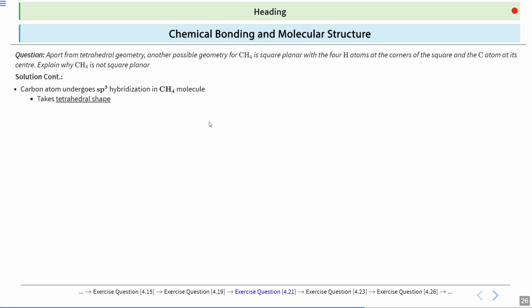But the question is, why is it not square planar? Because for square planar, the hybridization should be dsp2. So this is the required hybridization for square planar. And we know very well that carbon has no d orbital or d subshell. Therefore, the question of square planar is completely ruled out. So carbon will have a tetrahedral shape due to the absence of d orbitals.